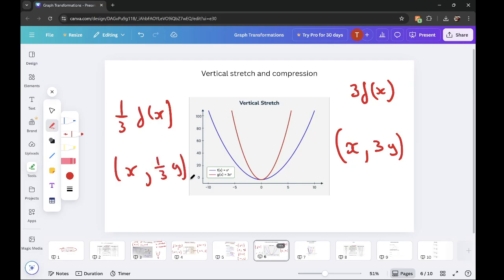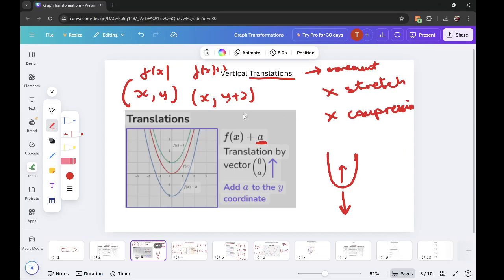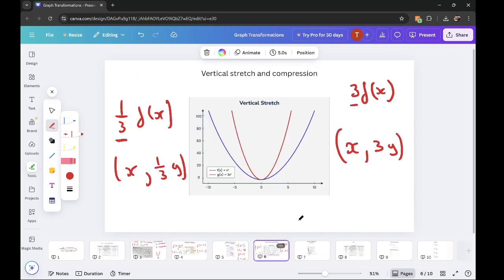Vertical translations are very simple. When it's a vertical translation, all you have to do is add it to your y value, as seen over here, y plus 2, for example. So vertical translations are very, very easy. It's the horizontal translations, remember this now, where you do the exact opposite.